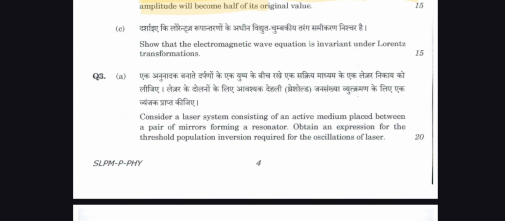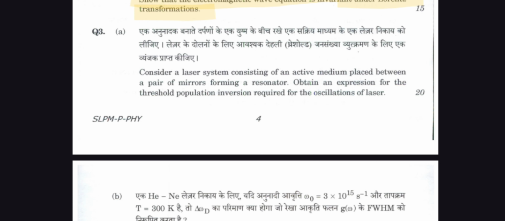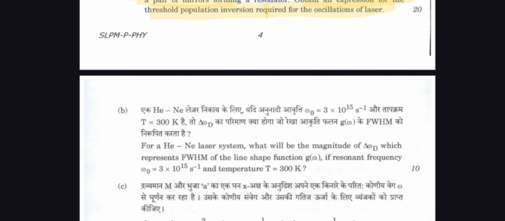Question number C. Show that the electromagnetic wave equation is invariant under Lorentz transformation. Question number C. Consider a laser consisting of an active medium placed between a pair of mirrors forming a resonator. Obtain an expression for the threshold population inversion required for the oscillation of lasers.